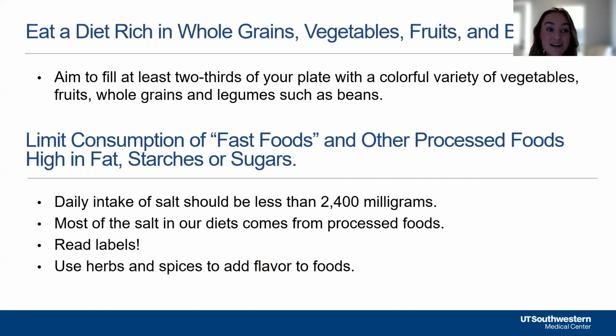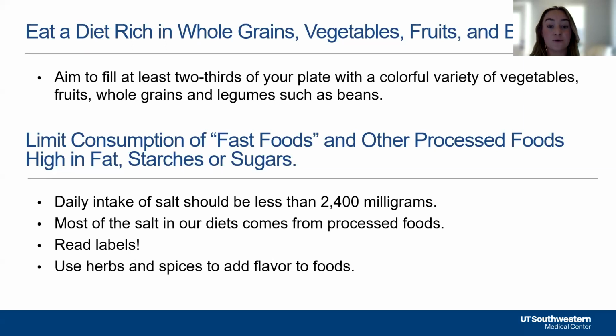So next recommendation, eat a diet rich in whole grains, vegetables, fruits, and beans. Like I talked about before, some of those low energy, low calorie foods. The AICR recommends filling up about 2/3 of your plate with a variety of vegetables, fruits, whole grains, and beans. And the other 1/3 of your plate should be a protein of some sort.